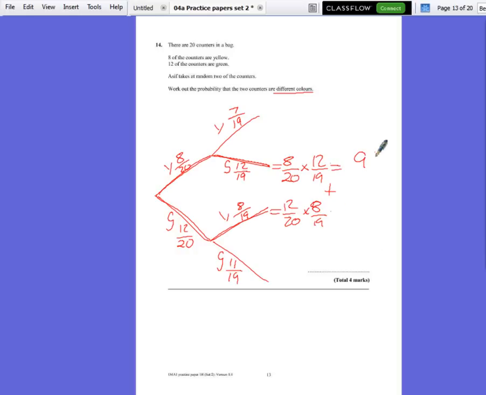That will give me 96 out of 380, and this would also give me 96 out of 380, which would give me 192 out of 380. Now it doesn't ask for it in its simplest form, so you don't need to cancel it down, but if you did cancel that down, you end up with 48 over 95.